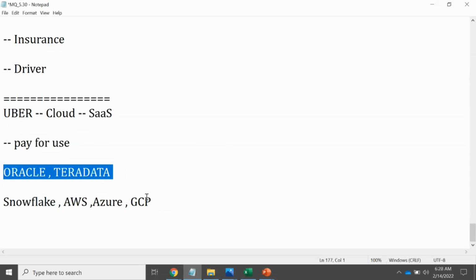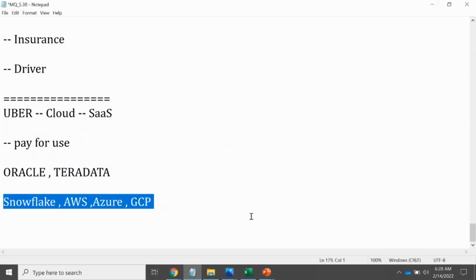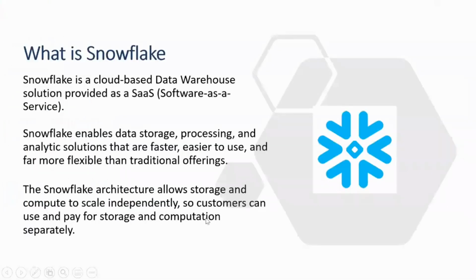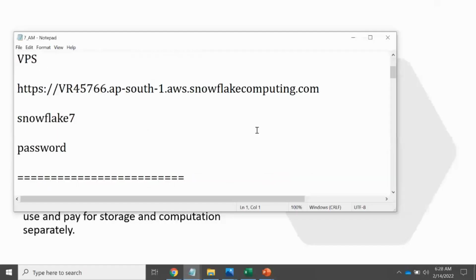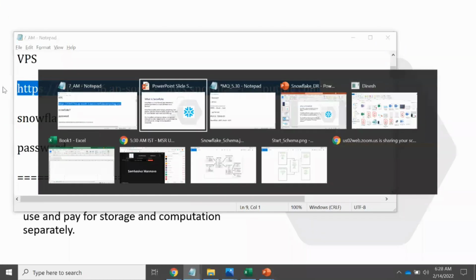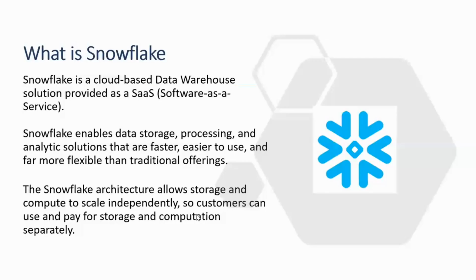But when it comes to the cloud, Snowflake, it is not on your premises. It means you are not going to do anything on your lab systems. It's completely cloud. We logged in with our Snowflake account in the last session. In the next session, I will show you how to create this account and how to install Snowflake. Let's come to this.